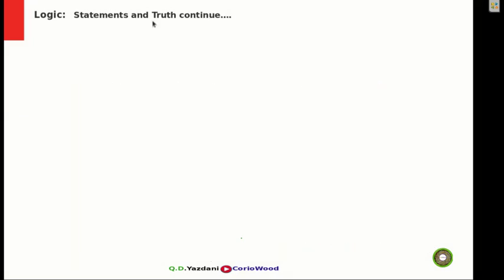Logic, statements, and truth continue. We're still in statements and truth, and we'll continue our conversation. 20 is greater than or equal to 10, and not false makes it true. So we go for the second one, which is the Q part. We go the other way around: instead of 20 is less than 10, we say 20 is greater than or equal to 10, which is not false, makes it true.